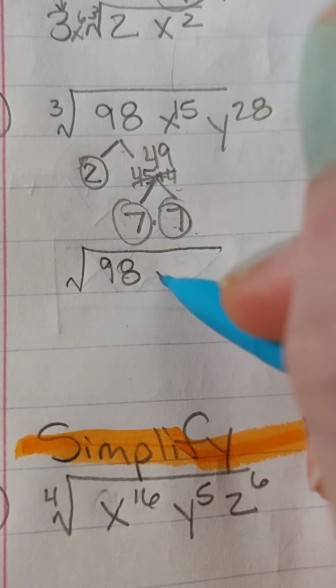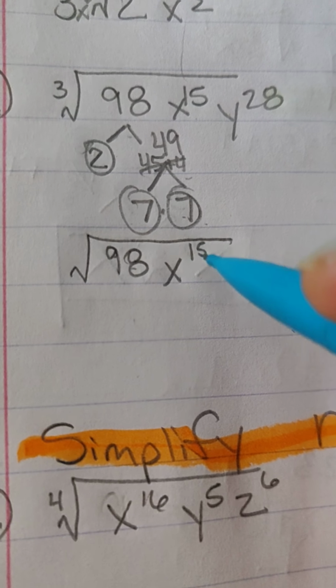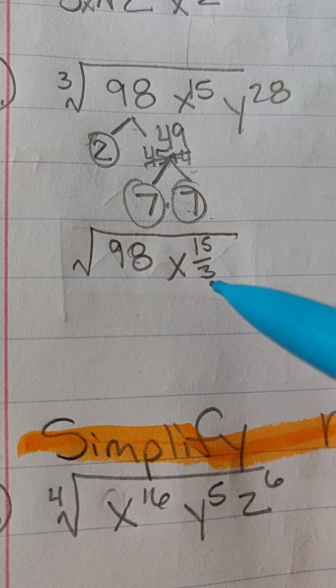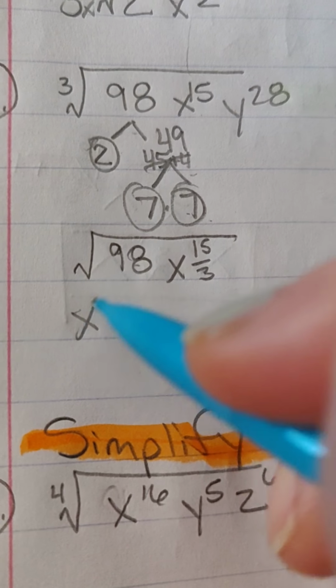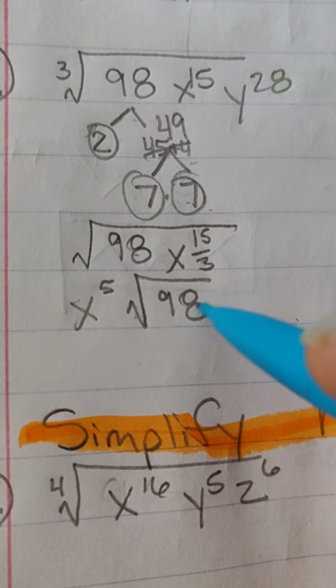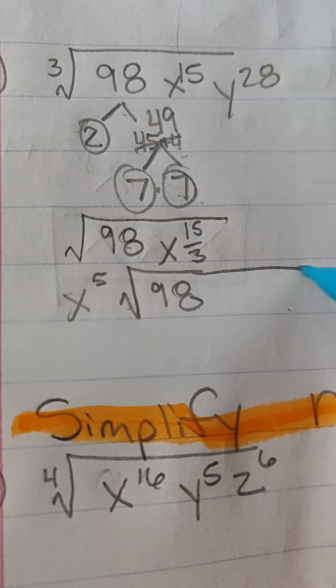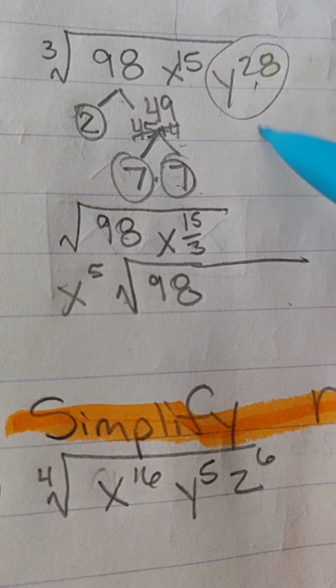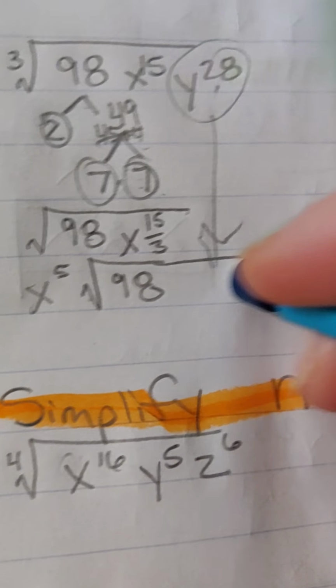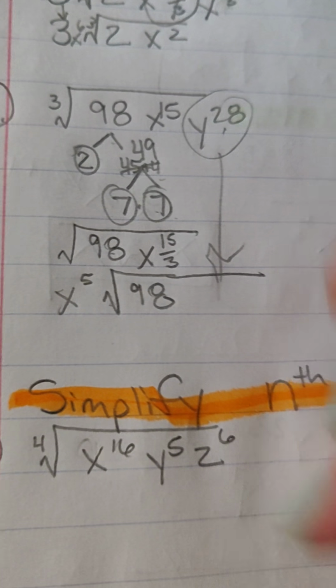So now we have x to the 15th. Can I divide it by 3? Yes. X to the 15th divided by 3 gives us 5. So I have x to the 5th, root 98. And then I still have this stuff right here. Ooh. That's what happens when I'm watching a video while I'm doing my work.